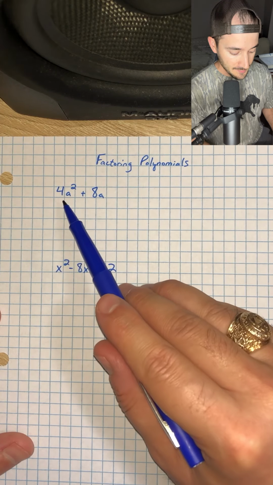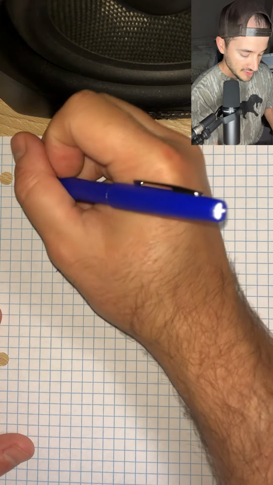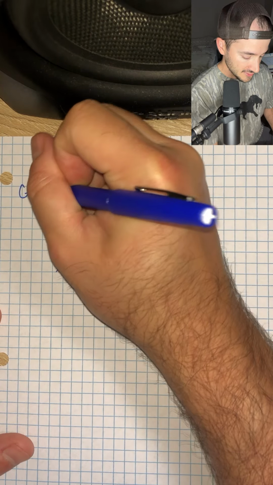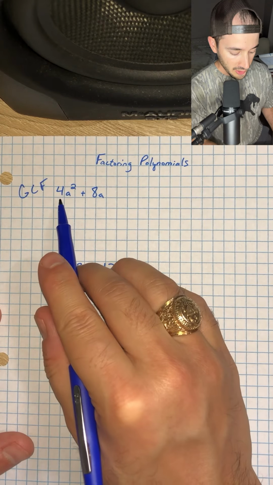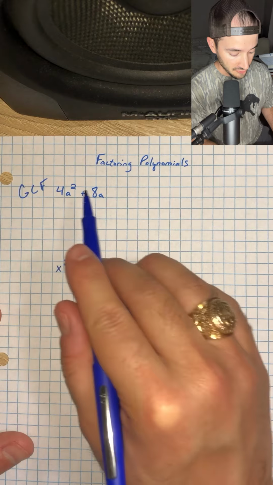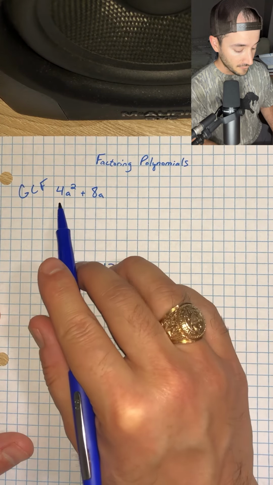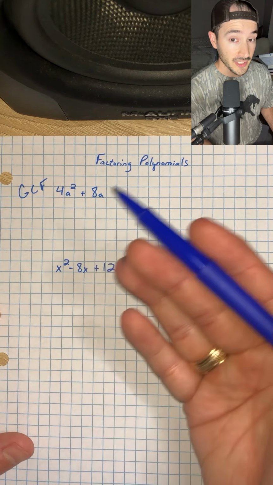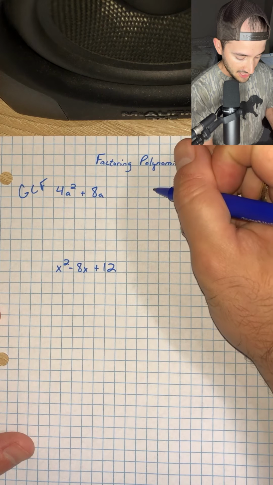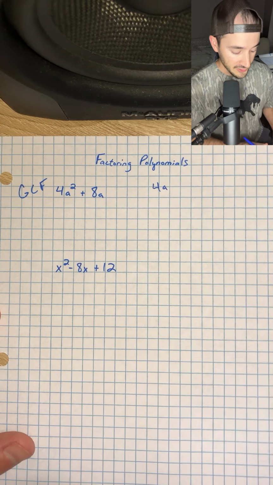So this first example is 4a squared plus 8a, okay? And we're going to factor by using the greatest common factor, okay? So we want to look and see what we can factor out of both terms. And so obviously 4 and 8 are both divisible by 4, and a squared and a both have at least one a. So that means our greatest common factor is going to be 4a, and so that's what we take out of each term.